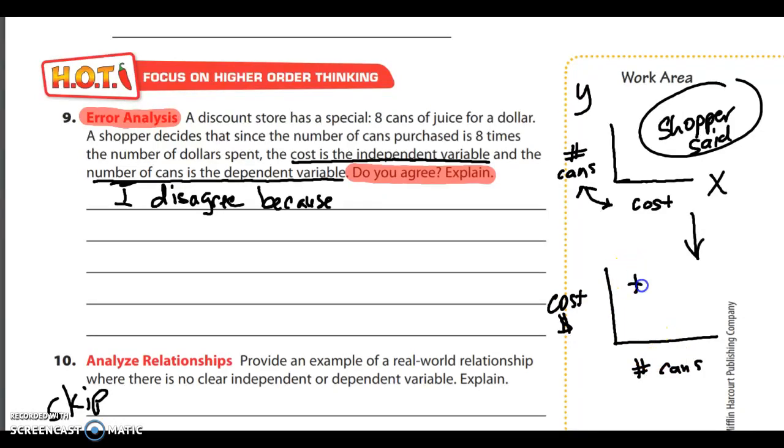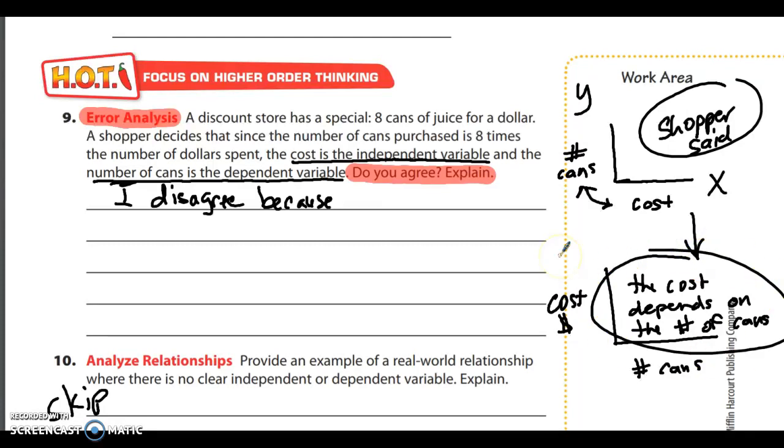I just said the words, the cost depends on the number of cans you buy. And that makes perfect sense. Because if you go shopping and you put some cans in your cart, you're going to have to pay some money. How much money are you going to have to pay? The answer is that depends on how many cans you're buying. So here's what we're going to do. We're going to take these words and we're going to put them into our answer.